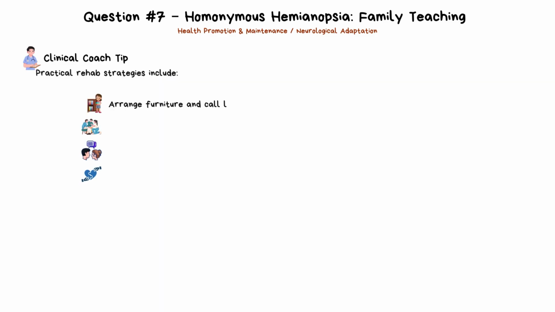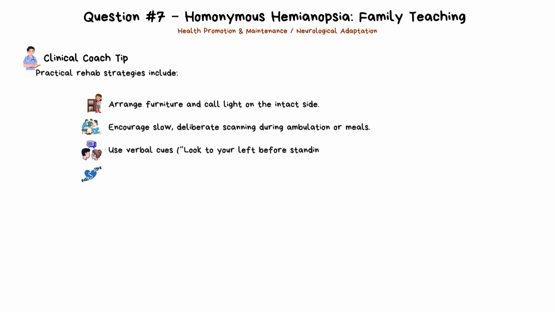And here's your clinical coach takeaway. In real care, keep the environment consistent. Place furniture and the call light on the intact side. Encourage slow, deliberate scanning during meals or ambulation. Use simple verbal cues like, look to your left before standing up. And reinforce these habits often. Consistency builds neuroplasticity and confidence. Alright, that's question 7. Let's keep the learning going and move to the next one.